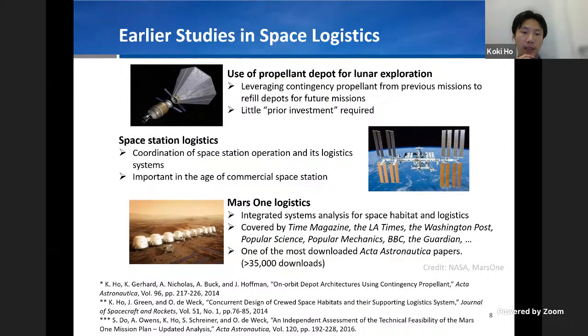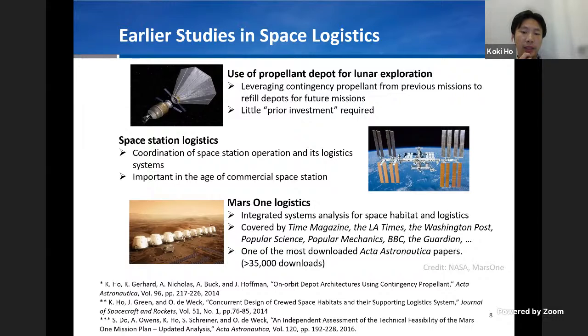The second example here is space station logistics. Especially, we considered how the current space station operation can be coordinated with the logistics system. For the cargo delivery vehicle for the space station, we didn't have that many options, especially at that time. Now we have Dragon and others, but we were considering whether there is any kind of concurrent optimization that can happen between how we operate the space station and how we design and operate the logistics system. And there are some interesting trade-offs we can perform.